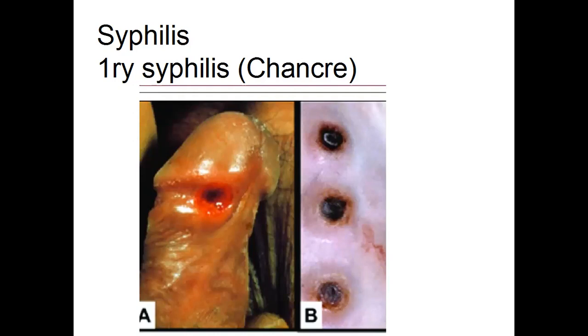This ulcer, how can we describe this ulcer? Usually a single ulcer, the site is usually genital, 90% of cases are genital, 10% are extragenital. Extragenital in the oral mucosa, lip, breast, hand. However, 90% is genital.